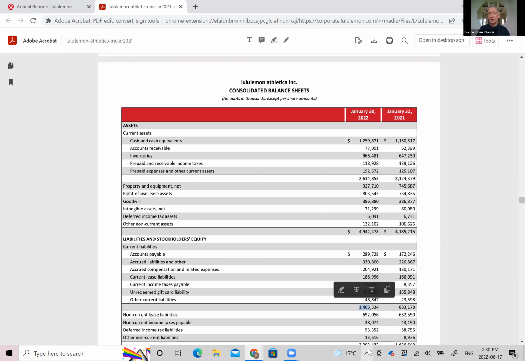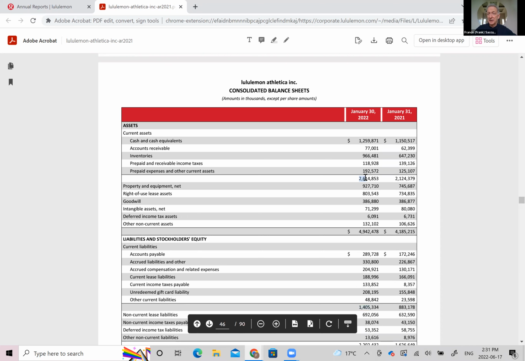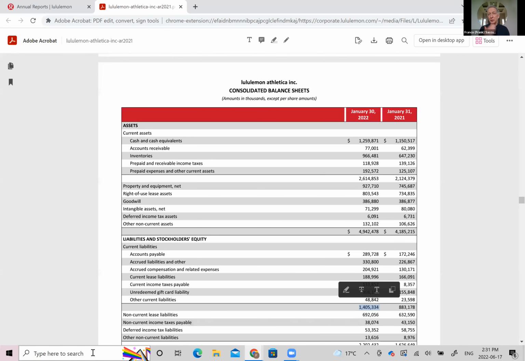So the working capital formula was also found on page 5, just below the current ratio, and it has you subtract the two. Working capital has you take your current assets and subtract your current liabilities. When we take 2.6 billion, subtract 1.4 billion, we get 1.2 billion. And that's the amount of working capital you have.